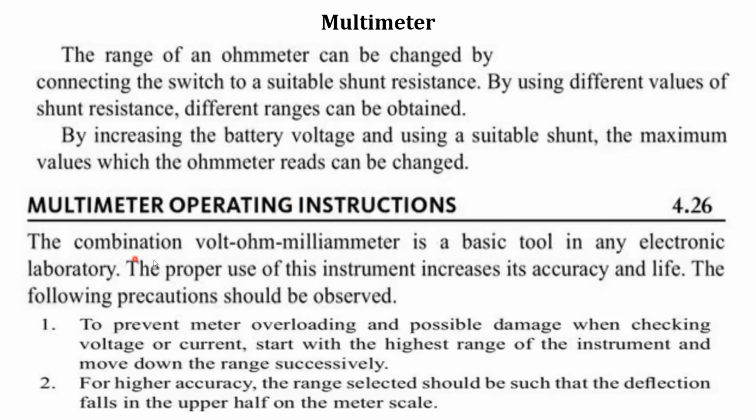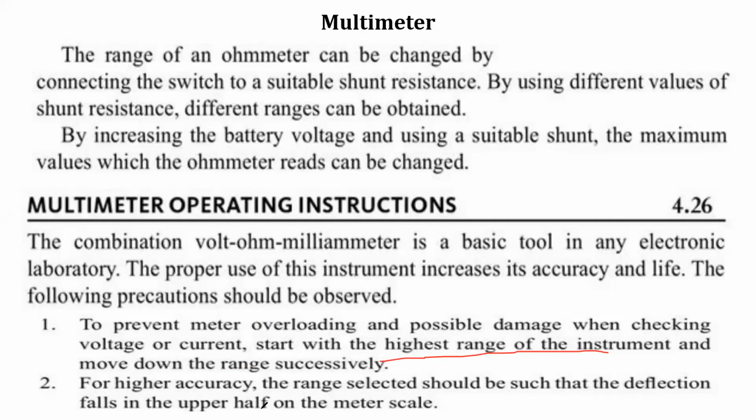Here, the multimeter operating instructions. The combination of a volt ohm milliammeter is a basic tool in any electronic laboratory. The proper use of this instrument increases its accuracy and its life. The following precautions are to be observed here to prevent overloading and possible damage. When checking voltage or current, start with the highest range of the instrument. We are supposed to start with the highest range of the instrument. This point we know already. We should go with the highest range of the instrument and move down the range successively.